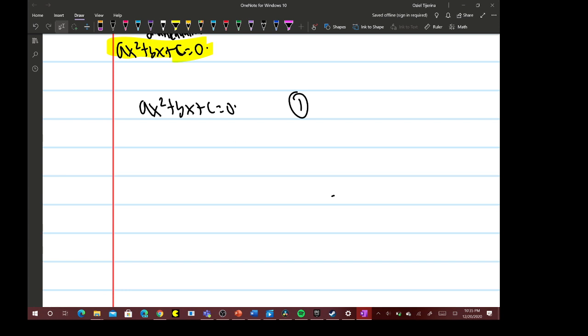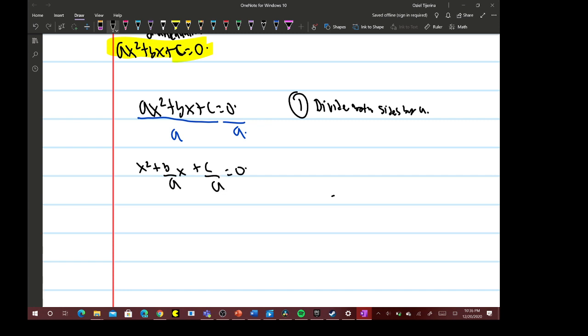So let's see here. The first thing that you're going to do is divide both sides by a. So that's the first step. Divide both sides by a. Then that'll give us x squared plus b over a x plus c over a equals 0.